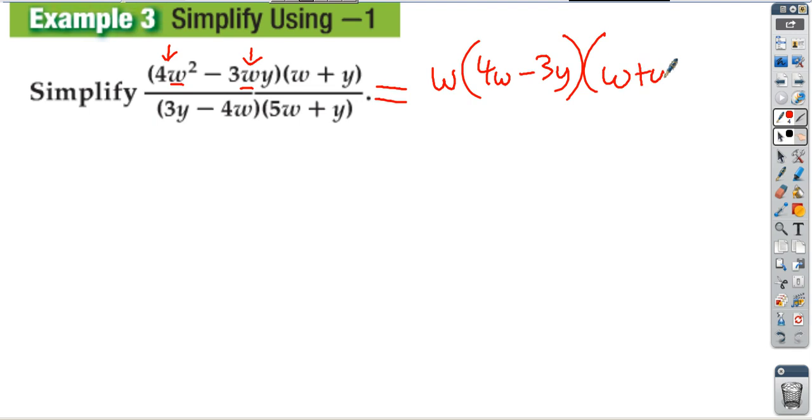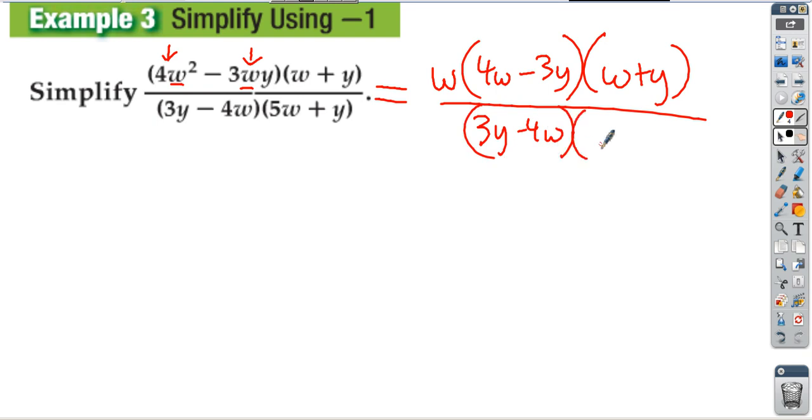I got that by dividing this and this each by w. And then we have that other parentheses right here. The bottom is 3y minus 4w and 5w plus y, I should say. So here's the problem. If you look at it, we can almost simplify it. This one right here almost looks like this one right here. It's just this one is 4w, that's negative 4w.